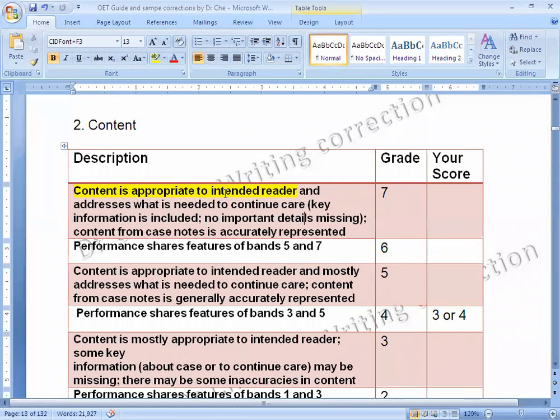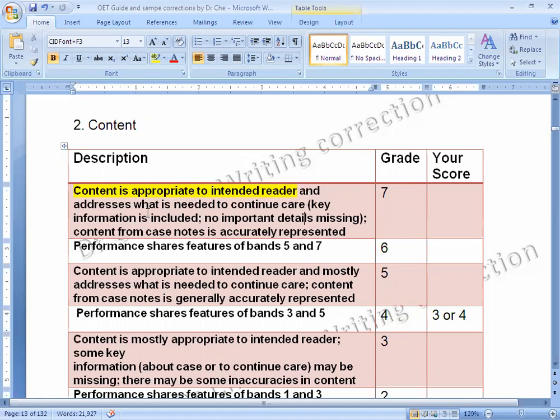Another thing is according to the type of letter. If it is a discharge letter, you will focus on discharge, medication, and how the patient was admitted, how was the progress. If it is a referral letter, you will focus on risk factors, symptoms, these kinds of things. In an urgent letter, you will mention urgency, a fast, important visit, all of these things. So your content is appropriate for the reader.